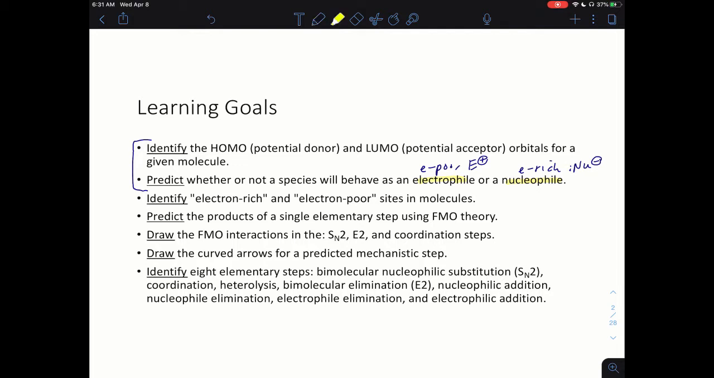We will then start to think about what the different elementary steps are in organic chemistry, and we're going to actually predict when they occur using FMO theory, and that's going to be pretty exciting. And then you're going to want to recognize those 8 steps. And what I mean by that is if I were to write down this equation to you, this is an inorganic reaction.